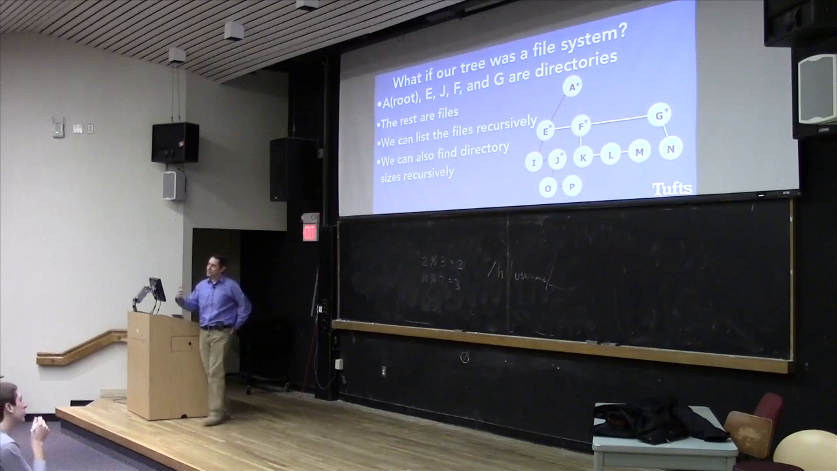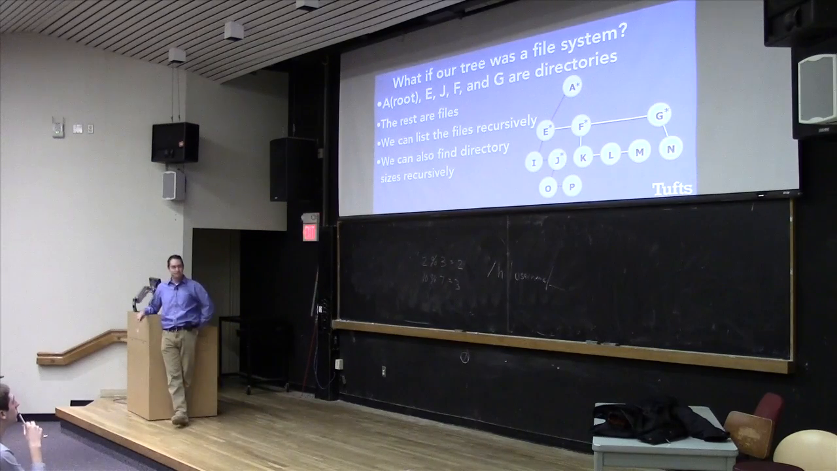I promised you we'd talk about file systems for a minute. If our tree was a file system, and remember, E, F, and G are actually siblings, and they're all children of A. In this case, I'm marking directories with an asterisk, and I'm not marking the files. So this is your root. That's your file. That's your directory. This is another directory.